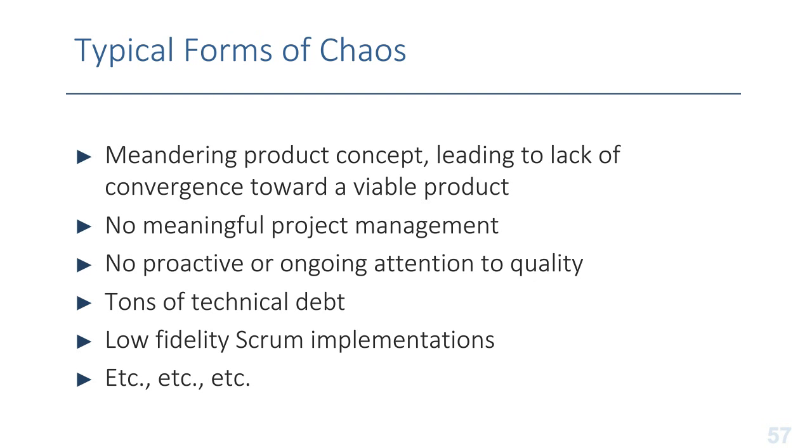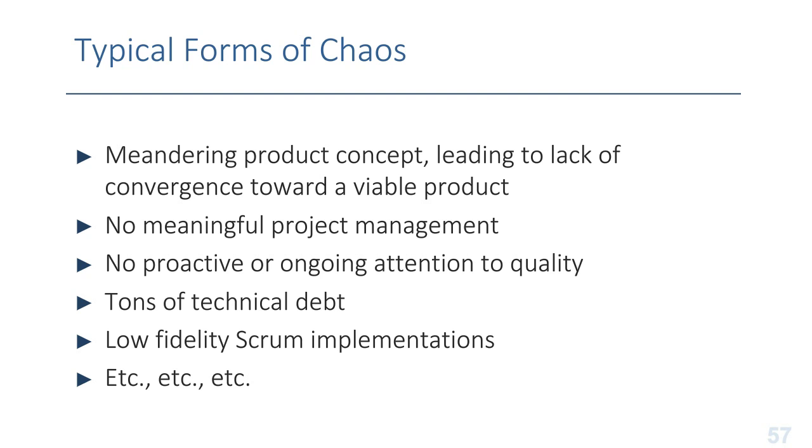Typical forms of chaos that we see on Agile projects would include, a big one, a meandering product concept. If we don't have some kind of road mapping that actually is done in a diligent way, that can lead to a lack of convergence toward a viable product, and then we get iterations that keep iterating, and they keep producing usable functionality with high business value, but it doesn't actually converge to anything that's useful in aggregate. So that would be one fairly common form of chaos on Agile projects.